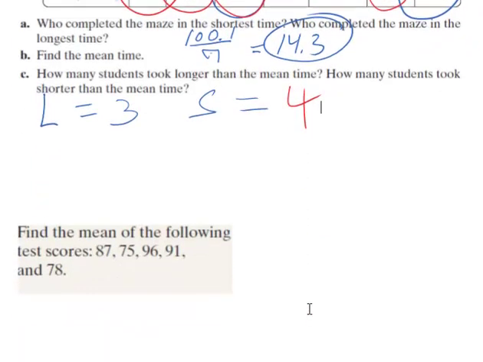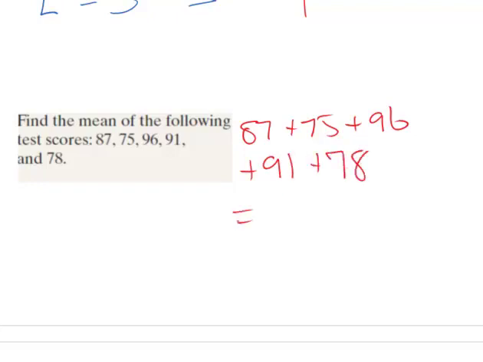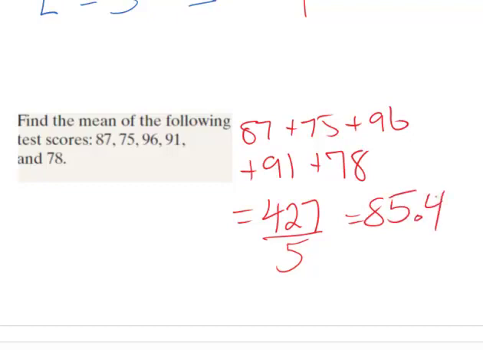All right. So now, the next part here says, let's find the mean of the following test scores. Okay, so again, I'm going to take my calculator, and I'm going to add 87 plus 75 plus 96 plus 91 plus 78, and I'm going to come up with 427. And now I need to divide that number by the number of tests that we had. It looks like there's 5 of them. So if I take that number and divide it by 5, I am now coming up with 85.4. All right.